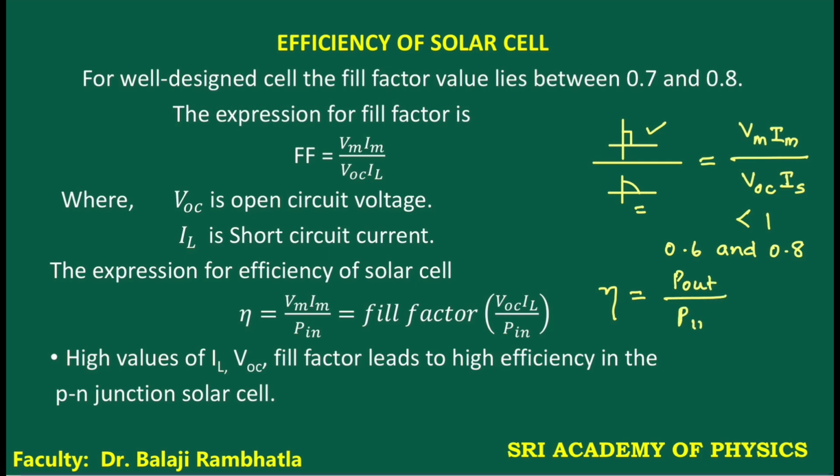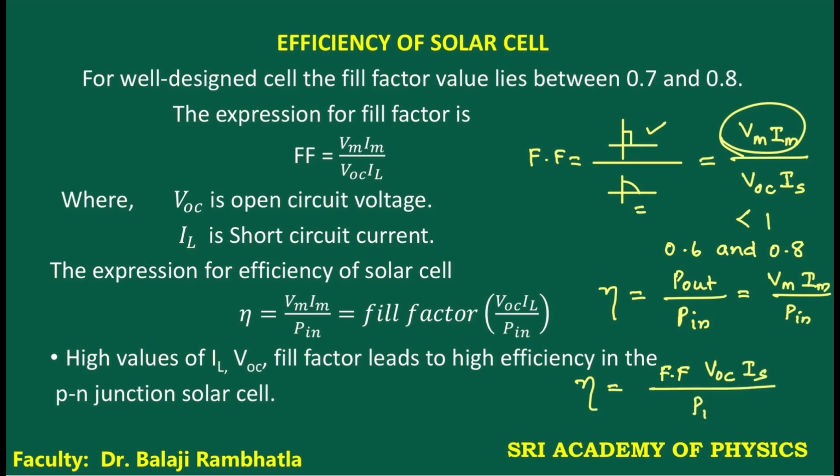The efficiency of the solar cell, eta, is equal to P out by P in. This is the formula. What is P out? The maximum power. What is the maximum power? Vm Im, divided by P in. But according to the fill factor formula, Vm Im can be written as FF into VOC ISC. So eta is equal to FF into VOC ISC by P in.